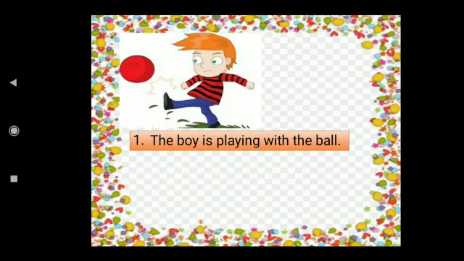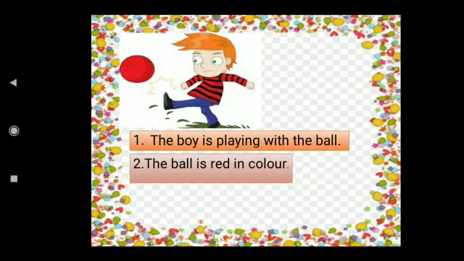Now if you describe the ball, what is the color of the ball? The ball is red in color. First you are telling about the boy, what the boy is doing. Some action is being done, so he is playing with the ball. And then what is the object? Ball is the object here, right? So what is the color of the object? What is the color of the ball? That is red in color.